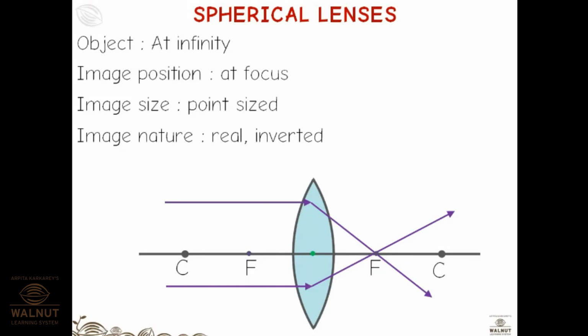Okay, so this is the first ray diagram, when we are keeping the object at infinity. The object is kept at infinity. So we are going to get the image here at the focus, the size of the image will be highly diminished or point sized, and the image is going to be real and inverted. Okay, done till here, everyone?